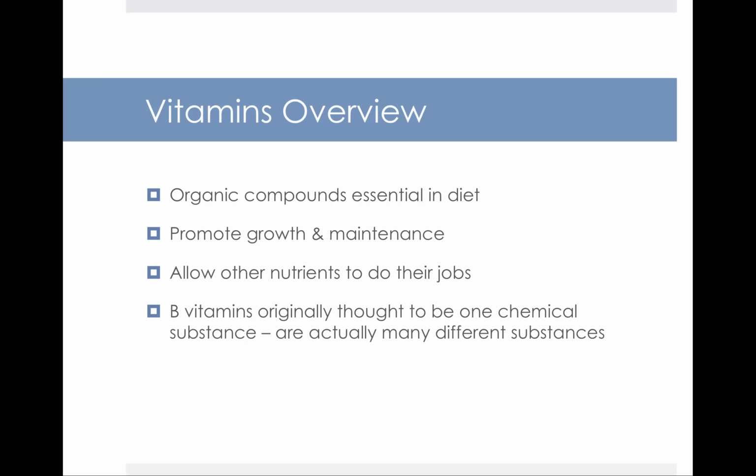As an overview for vitamins, vitamins are considered to be organic compounds, meaning that they are carbon-containing, and they are essential to our diet. Vitamins promote growth and maintenance, and they allow other nutrients to do their jobs. When it comes to the B vitamins, it was originally thought that B vitamins were one chemical substance. But upon further discovery, it was noted that B vitamins are actually many different substances. But you'll learn that they kind of function interdependently.